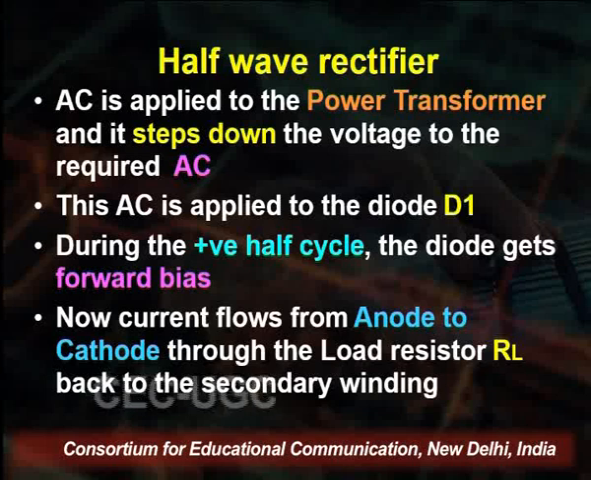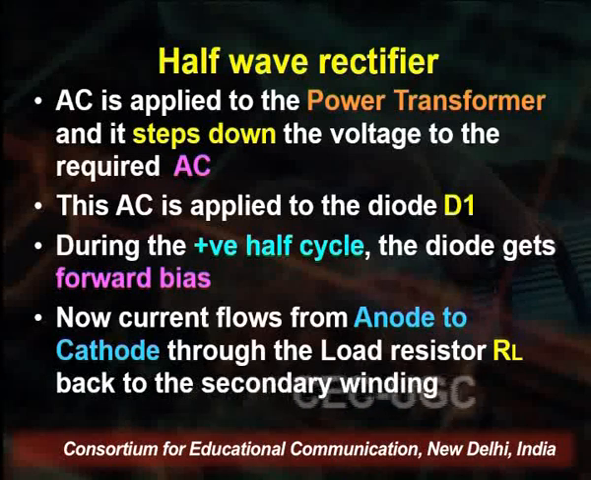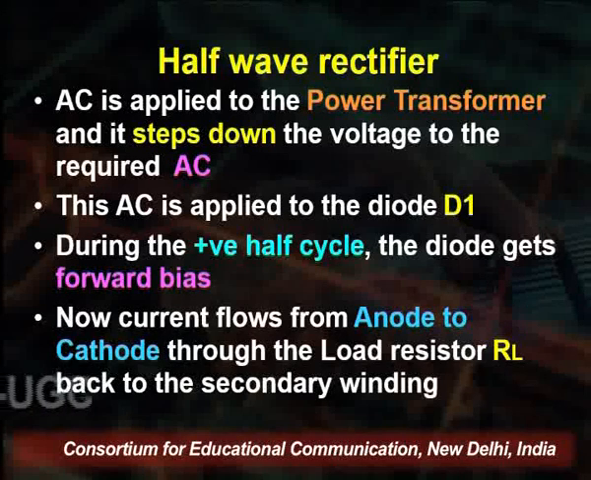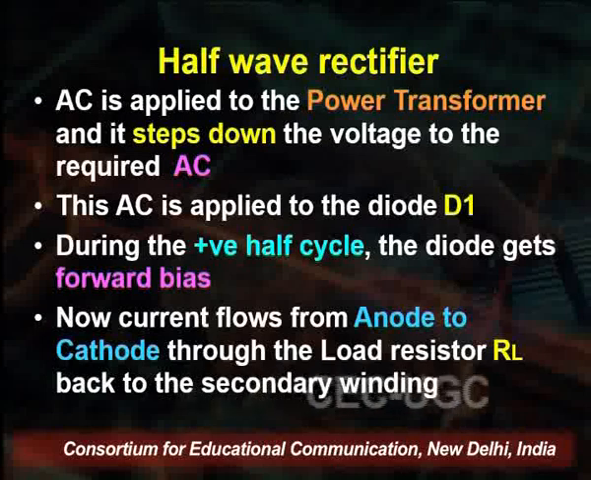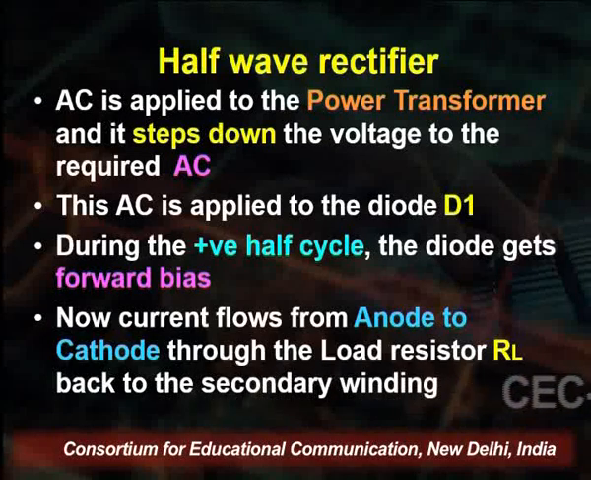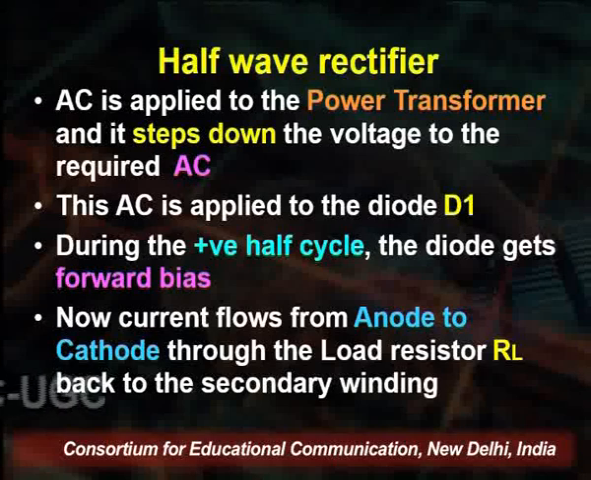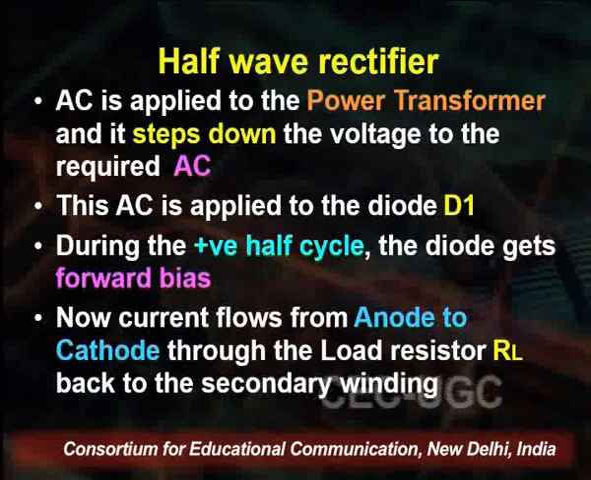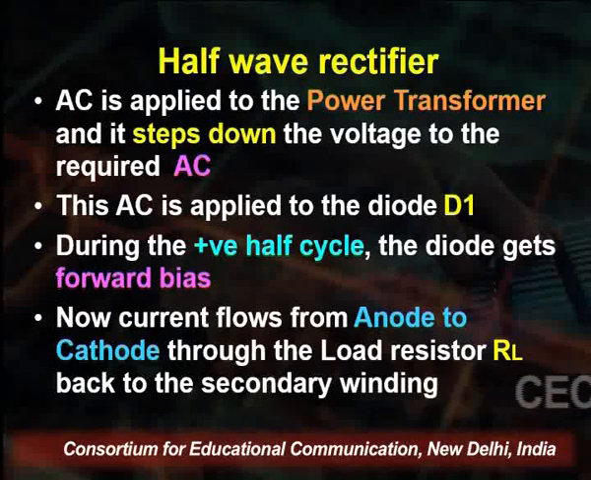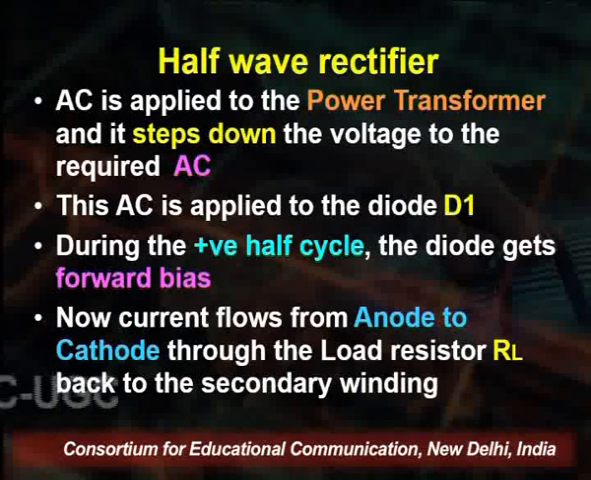Now in the half wave rectifier, when AC is applied to the power transformer, it steps down the voltage to the required AC. This AC is applied to the diode D1. You see here that we are using only a single diode, that is D1. During the positive half cycle, the diode gets forward biased, because we are getting the positive half cycle, that is in the forward direction.